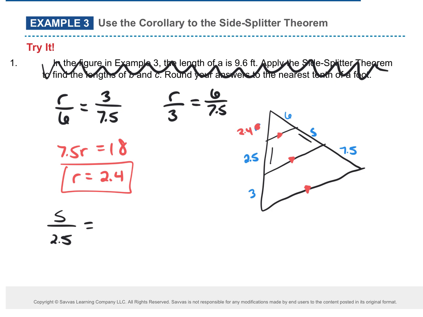Okay, I'm going to ask you this. Can I put 3 on the top, or does 7.5 have to go on top? 7.5. Why 7.5? Because it's on the same side as S. Yep. So I'm going to do 7.5 over 3. Could I have used a different ratio here? Could I have also used 6 and 2.4? I could have also done that as well. So if I cross multiply, I have 3S equals, what's 2.5 times 7.5? 18.75. What do you get when you divide? 6.25.